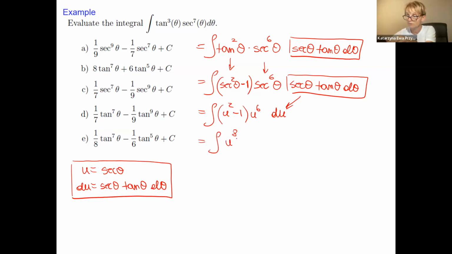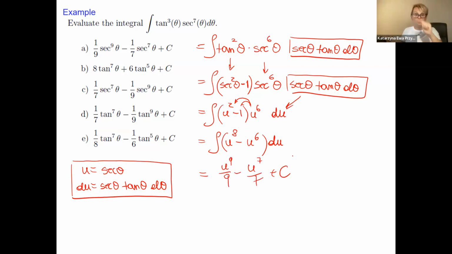Yes, u to the power of 8 when we distribute, u to the power of 6, du. And what are the limits of integration? Oh, we don't have limits, just the indefinite integral. u to the power of 9 over 9, u to the power of 7 over 7, and u was secant theta, because we have to get back to the original variable.